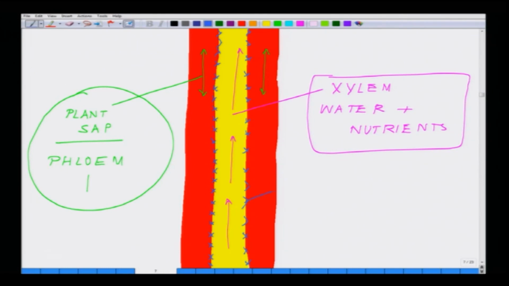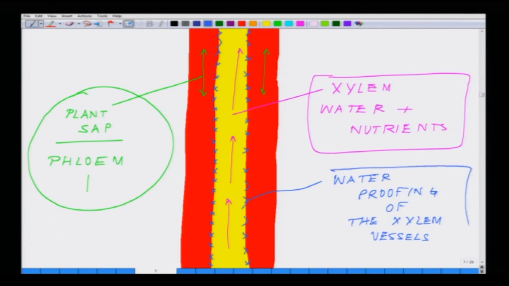So this is kind of a waterproofing of the xylem vessels, because it is very essential that the water is not lost from the xylem vessel, otherwise there will be an absolute mix-up. And this waterproofing is done by a series of molecules called lignins. Lignins are the ones which ensure that it is not being lost.